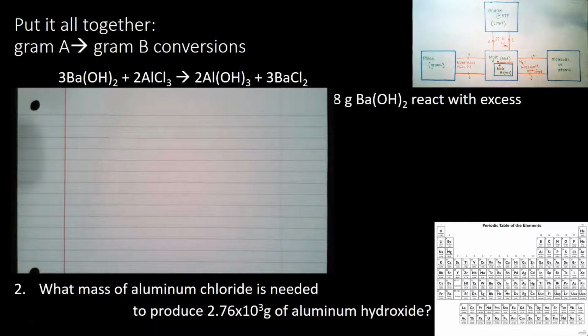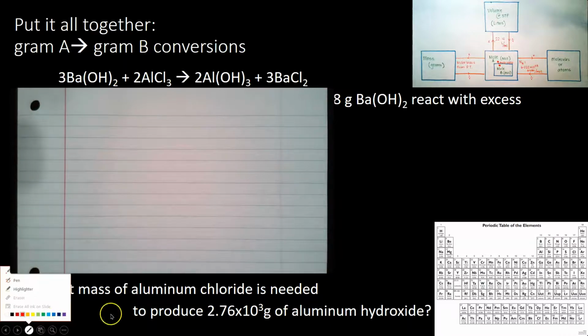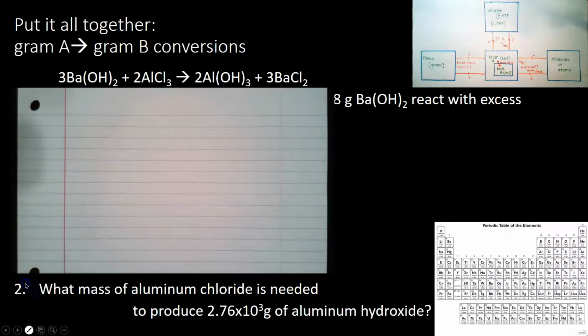Okay, so our second problem asks what mass of aluminum chloride is needed to produce 2.76 times 10 to the 3 grams of aluminum hydroxide. So as we look back at our initial problem, it's important to understand which elements we're looking at. Aluminum hydroxide, that compound, that's what we're given. And what we're trying to find is aluminum chloride, this one here. So when we start this problem, we're going to start with what we're given as a fraction over 1. 2.76 times 10 to the 3rd grams of aluminum hydroxide.